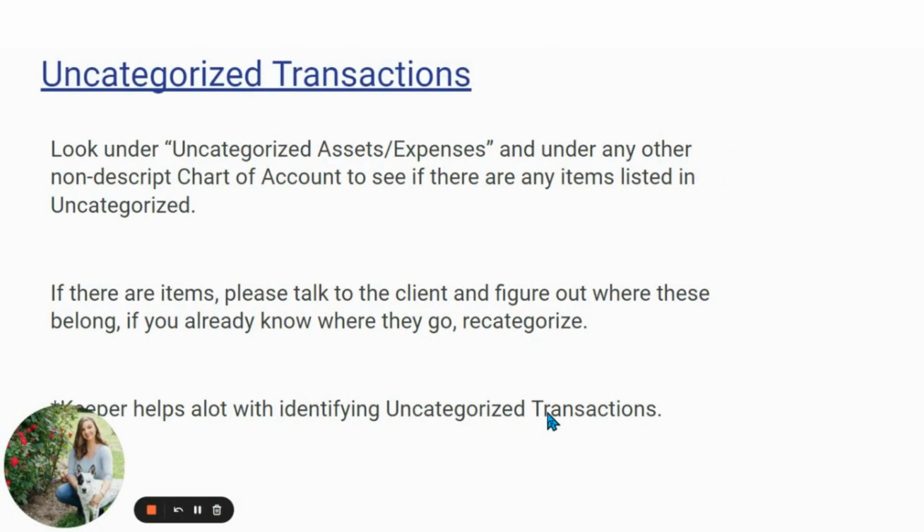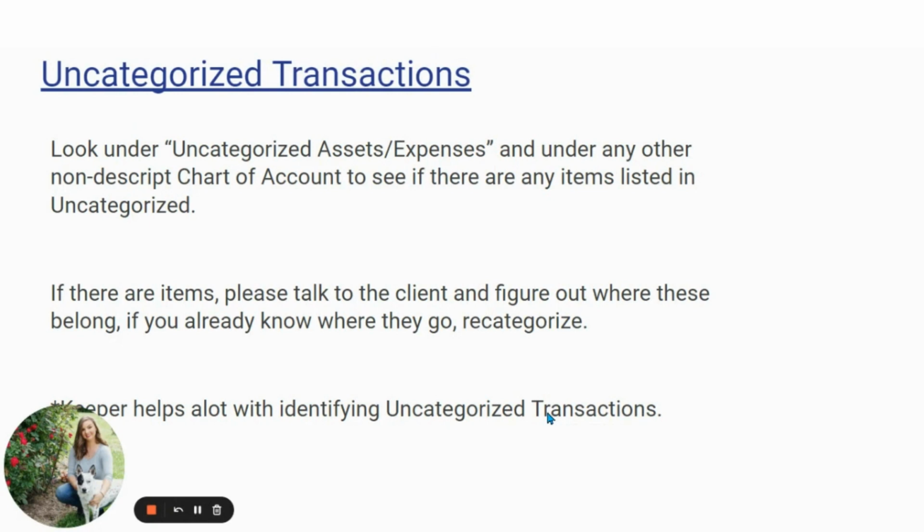All right, so uncategorized transactions. You want to look under uncategorized assets, uncategorized expenses, any other nondescript chart of account to see if there's any items listed in uncategorized. If there are, talk to the client, figure out where these belong. If you already know where they go, recategorize it.